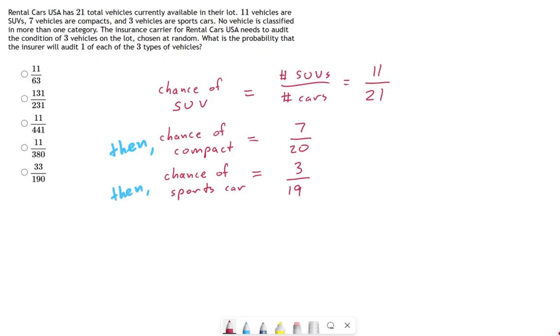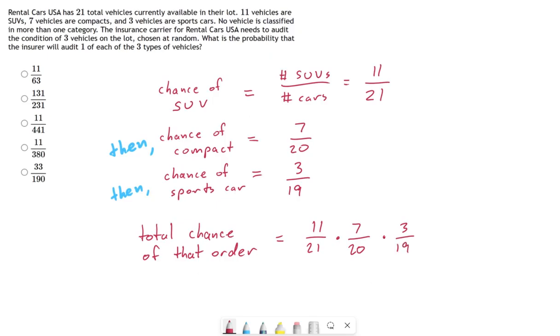So your total chance, and don't stop the video because I have more to say about this, the total chance of going SUV, then compact, then sports car is going to be this. You take 11 over 21, you multiply it by 7 over 20, and then you multiply that by 3 over 19. Okay, so let me just grab a calculator here, do a little math.